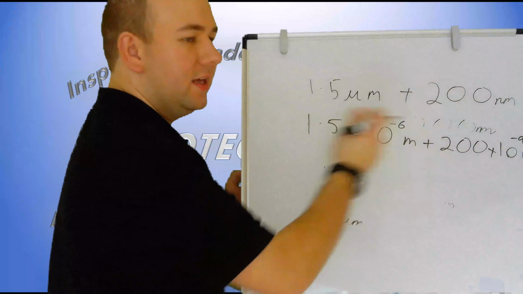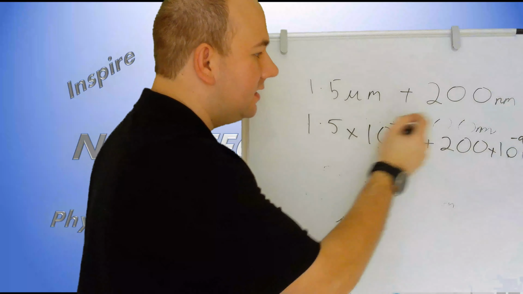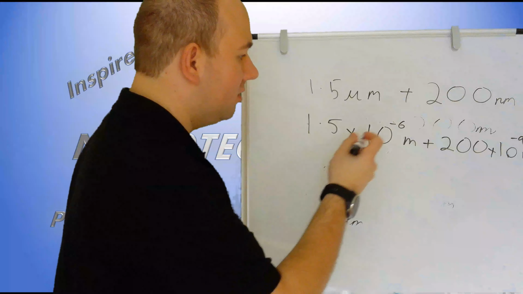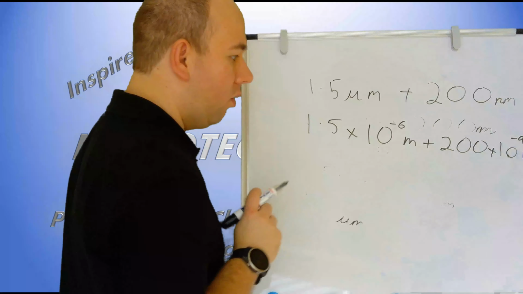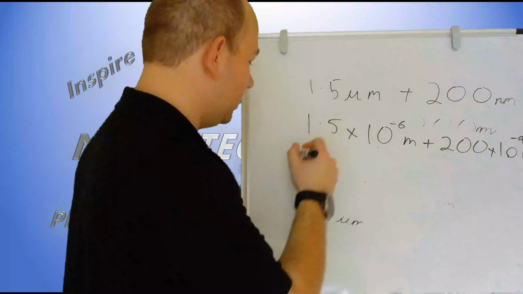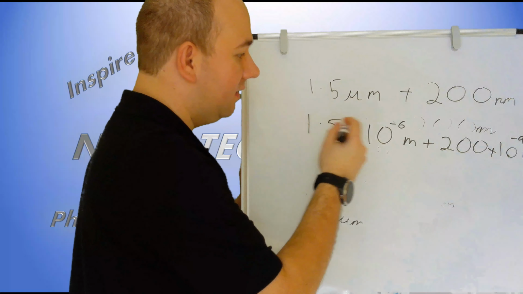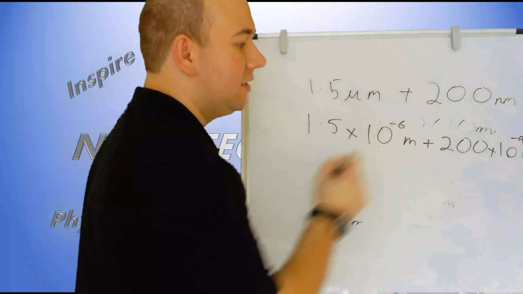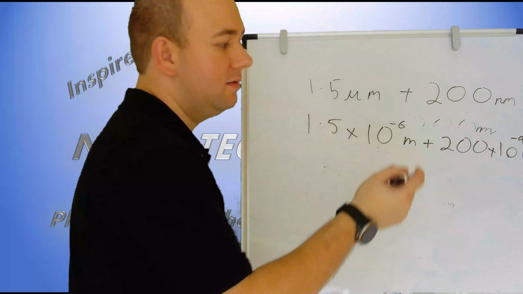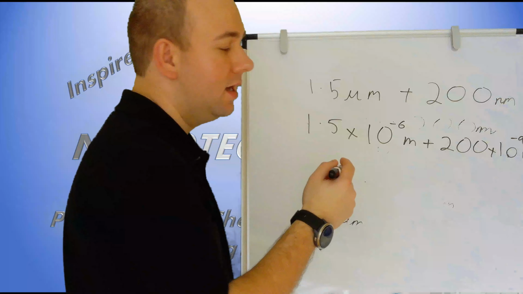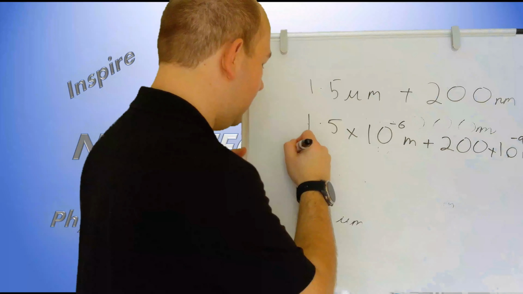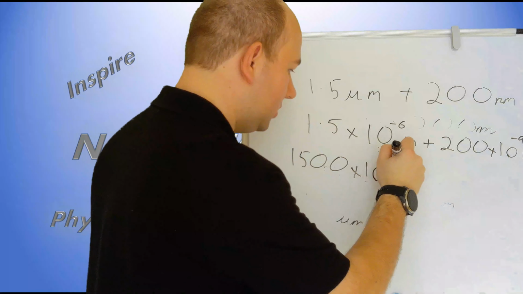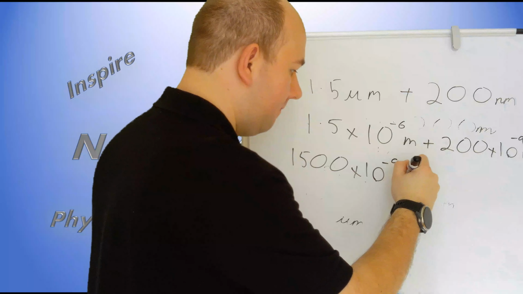When we do an addition of this form of powers, what we need to do is make these exponents equal to each other. So we need to do a bit of conversion here. So we could take this and make it all times 10 to the power of minus 9. To convert that into something which is times 10 to the minus 9, we can do that trick of counting. So we have to move the decimal point 3 spaces to the right. So this is then 1,500 times 10 to the minus 9 meters.